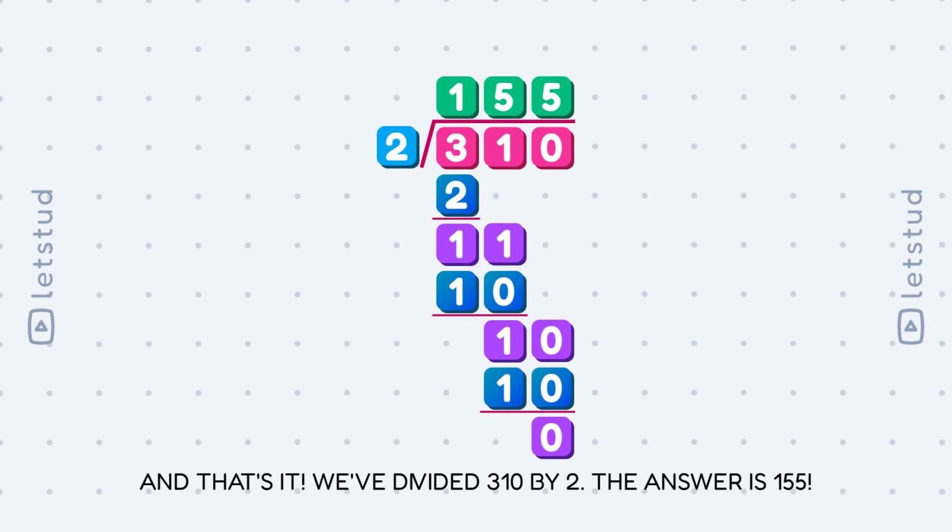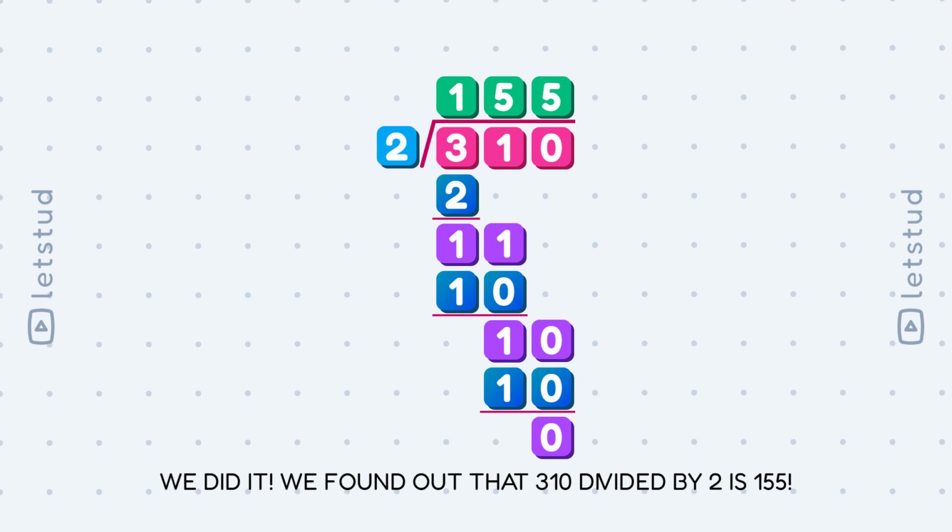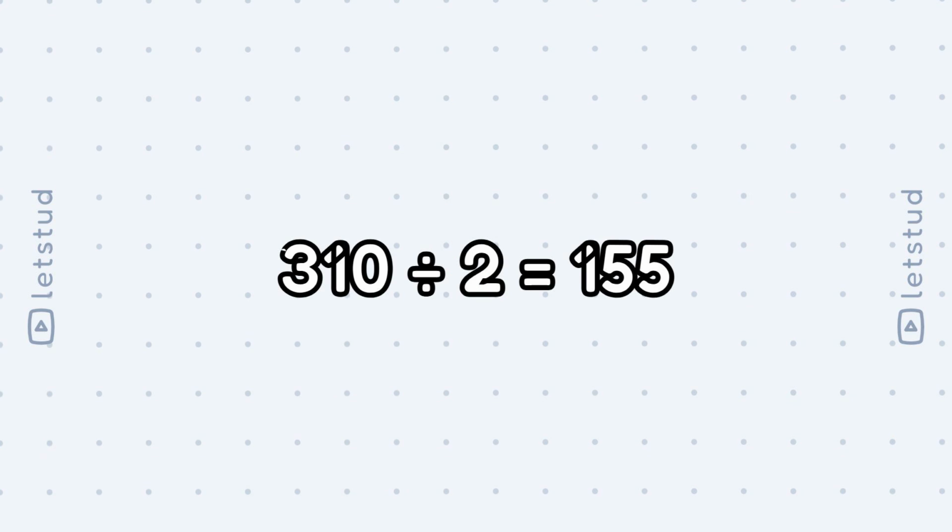And that's it, we've divided 310 by 2. The answer is 155. We did it, we found out that 310 divided by 2 is 155. Great job, everyone. We just tackled a long division problem together, step by step. Remember, even big numbers can be divided with patience and a little bit of practice.